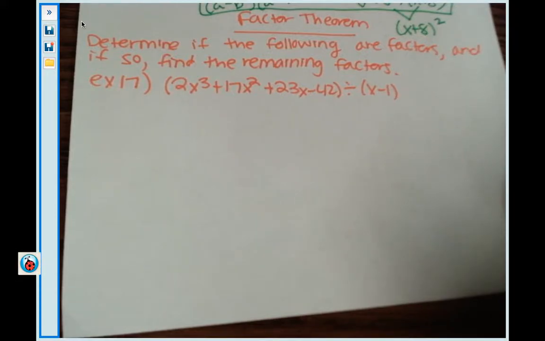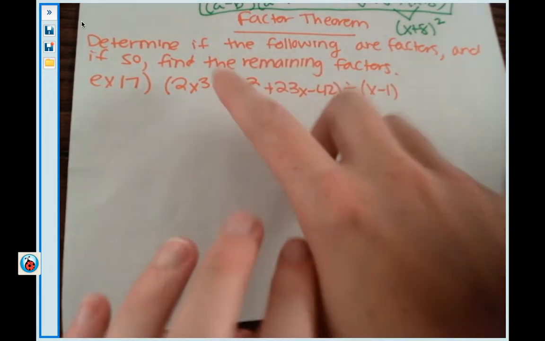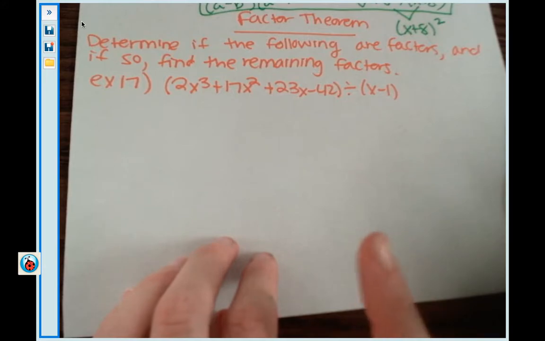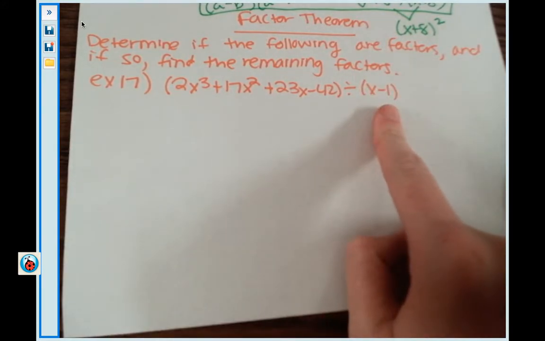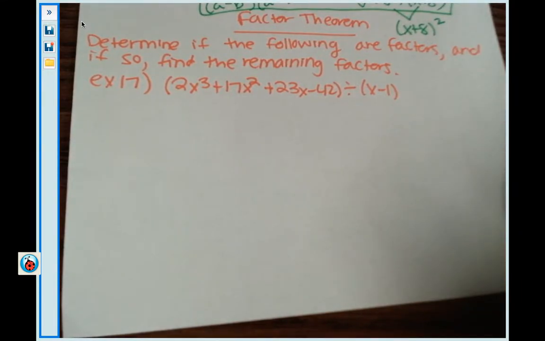Alright guys, so now we're going to incorporate everything we've learned into something called the factor theorem. What we're going to do is determine if the following are factors. So we're going to determine if our divisor is a factor, and if so, we will find the remaining factors. So let's just talk about what it means to be a factor.